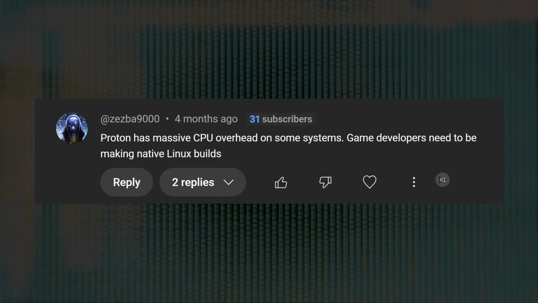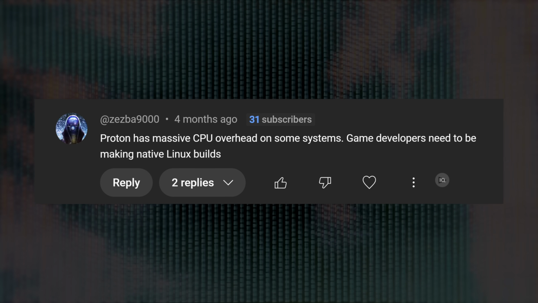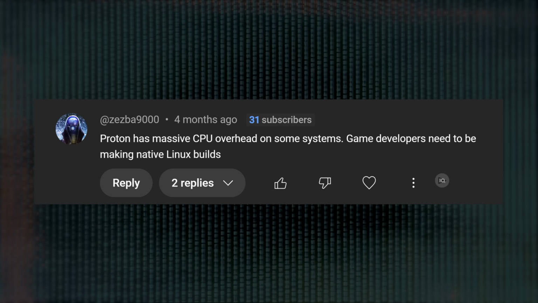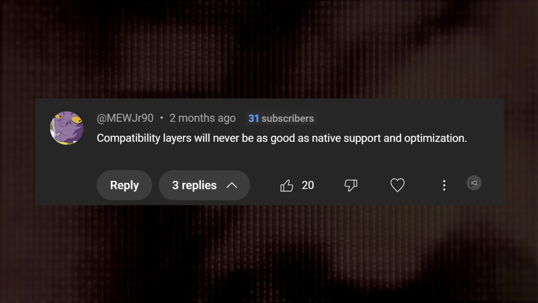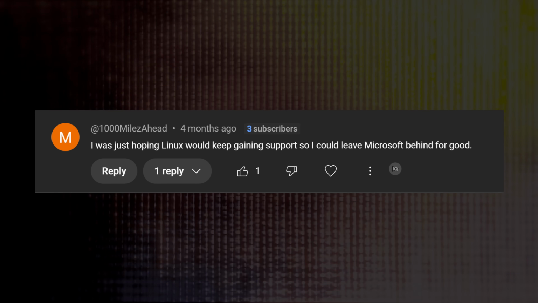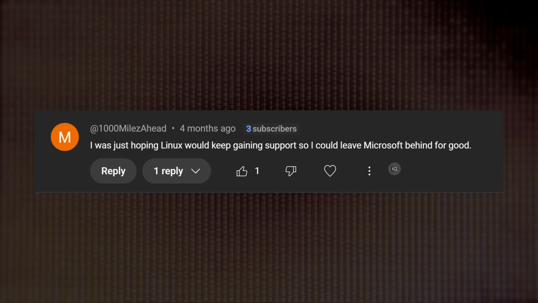Proton has massive CPU overhead on some systems. Game developers need to be making native Linux builds. Compatibility layers will never be as good as native support and optimization. I was just hoping that Linux would keep gaining support so I could leave Microsoft behind forever.